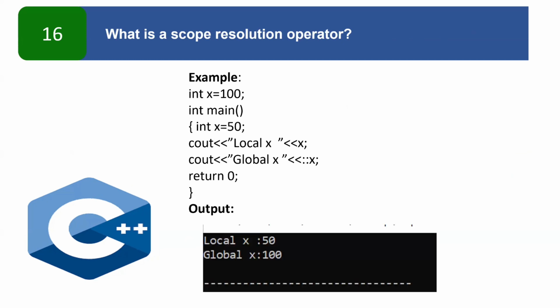For example, using :: to access the global variable in a C++ program. int x = 100 is a global variable. In int main, int x = 50 is a local variable. For example, print the value of the local and global variable. cout local x is equal to x and global x is equal to ::x. The output is shown below: local x is equal to 50 and global variable x is equal to 100.